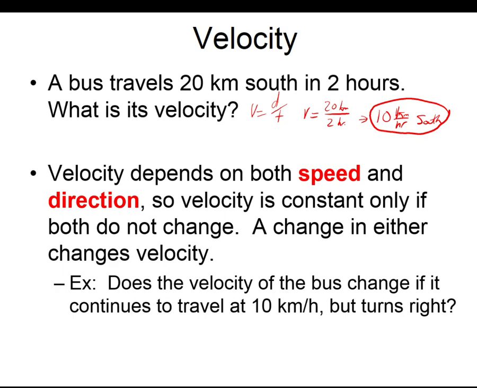So velocity depends on both speed and direction. So velocity is constant only if both do not change. A change in either will change velocity. So does the velocity of the bus change if it continues to travel at 10 kilometers per hour but turns right? So the speed stays the same. It's going 10 kilometers per hour, but now it's turning right. So does the velocity change? Yes. The velocity changes because the direction changed.